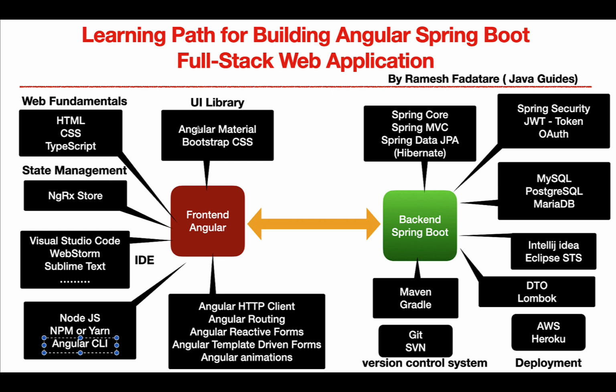Okay, so if you want to style your Angular application, then go ahead and use Angular Material. Angular Material is basically a component based library. It provides a lot of out-of-the-box components to style your Angular application, and you can use the Bootstrap CSS framework to make your Angular application responsive and stylish. So these are the two popular UI libraries that you can go ahead and use in your Angular application.